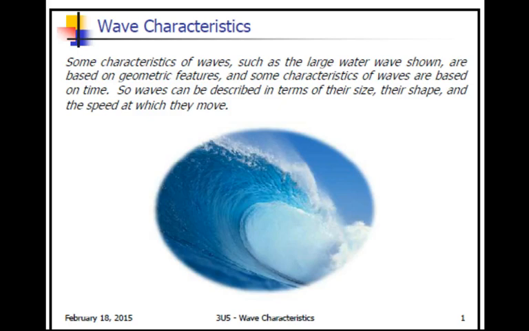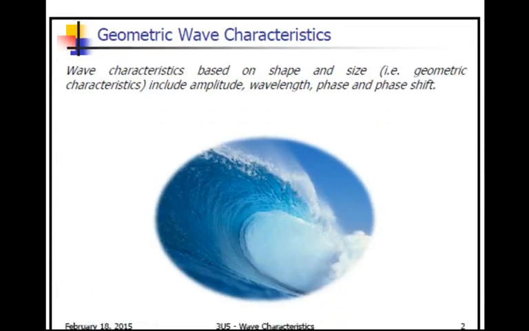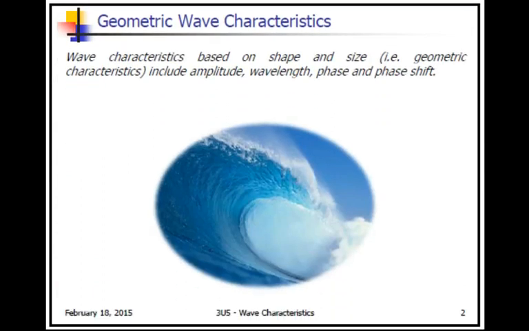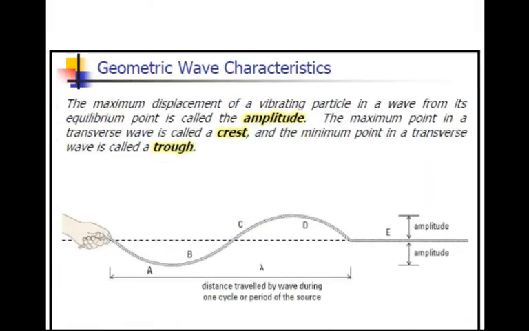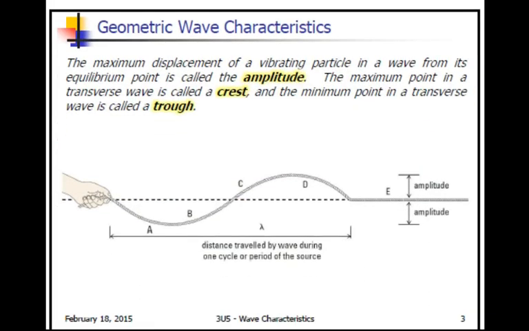Waves can be described in terms of their size, their shape, and the speed at which they move. Wave characteristics based on shape and size, those geometric characteristics, include amplitude, wavelength, phase, and phase shift. The maximum displacement of a vibrating particle in a wave from its equilibrium point is called the amplitude.